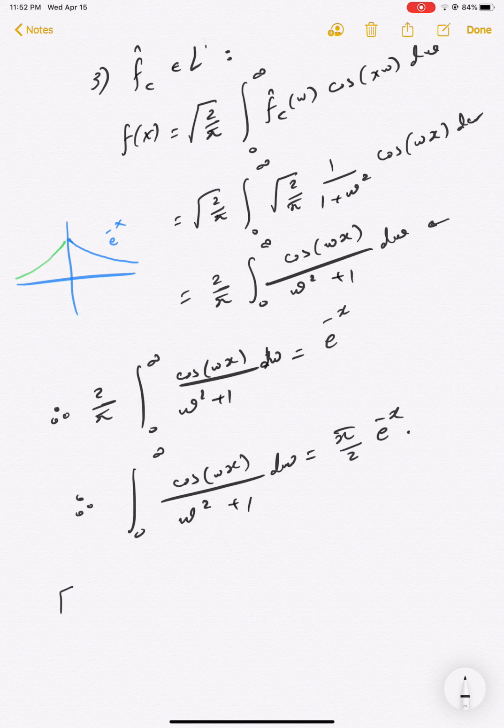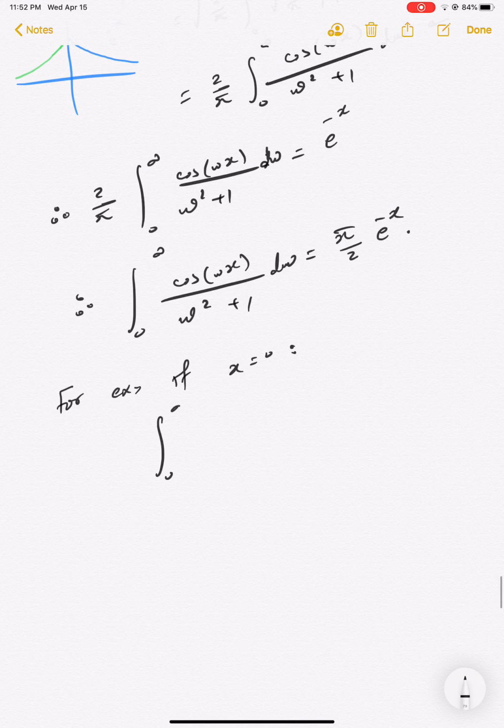For example, if you plug in x equals 0, what do you get? This integral becomes the integral of cosine 0, which is 1, over 1 plus omega squared d omega, equal to pi over 2. And by the way, this is a very easy integral. By calculus, this is tan inverse. If you substitute infinity and 0, you get pi over 2.